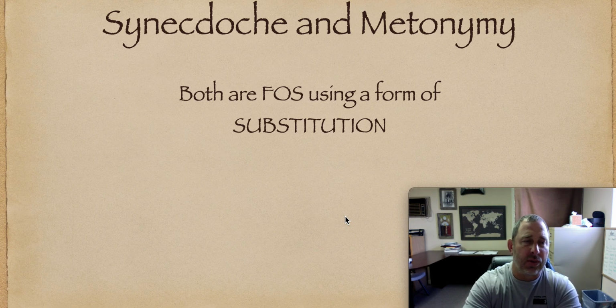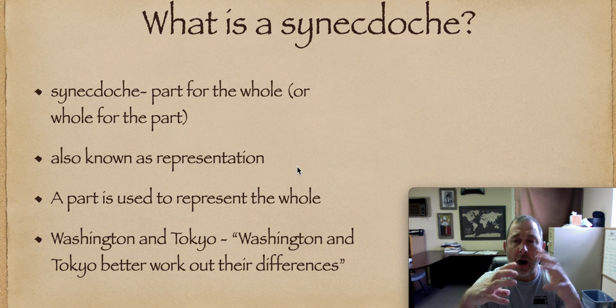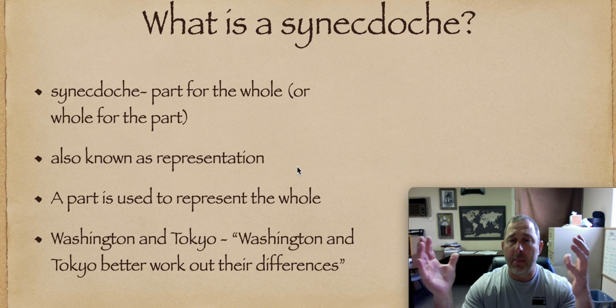So as we go through today, we're going to look at the last two that we're going to look at. We're going to begin with synecdoche. And this one, literally, is just a part for the whole, or sometimes it's vice versa, a whole for the part. It's also known as representation. This is when something small represents the whole, or again, vice versa. A part of something represents the whole of something.